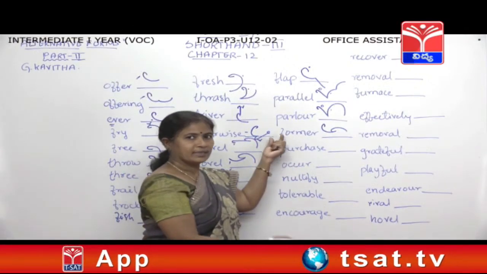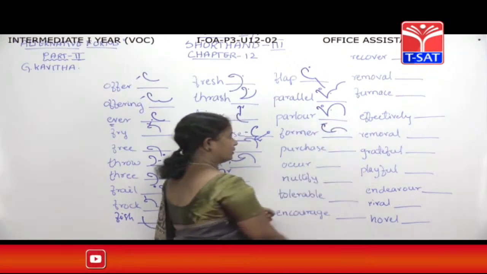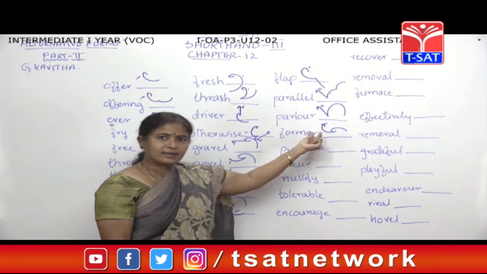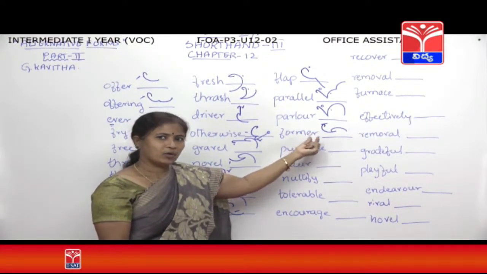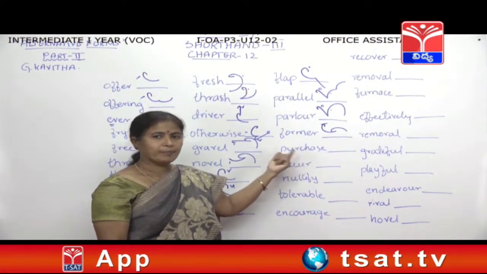Former. For, F and R, first place dash vowel. So, first place dash vowels, we just intersect a dash vowel here in the first place. Okay, we just touch the dash vowel to the stroke. Former.